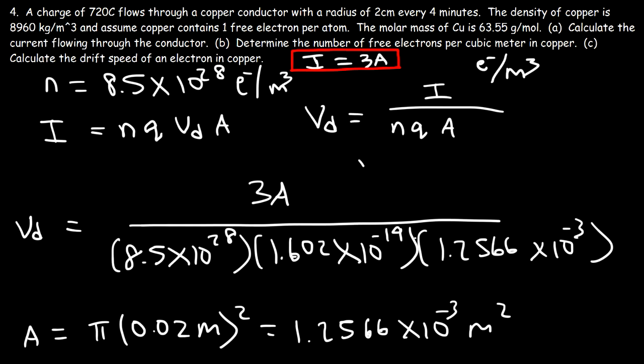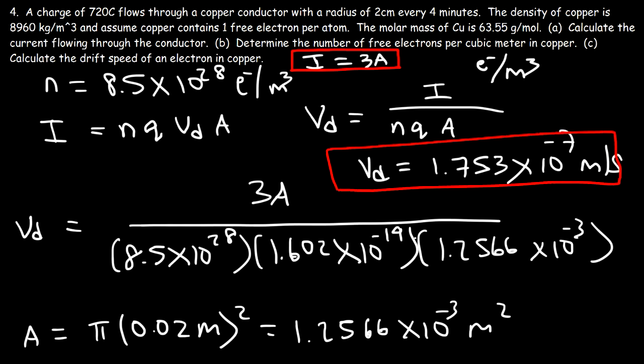So the drift speed in this example is 1.753 times 10 to the negative 7 meters per second. And the reason why the drift speed is so small is because the area of the conductor is relatively large. Let's say if the radius was 1 millimeter, for example, this would be significantly higher. It might be 10 to negative 5 or even 10 to negative 4. So just keep that in mind.